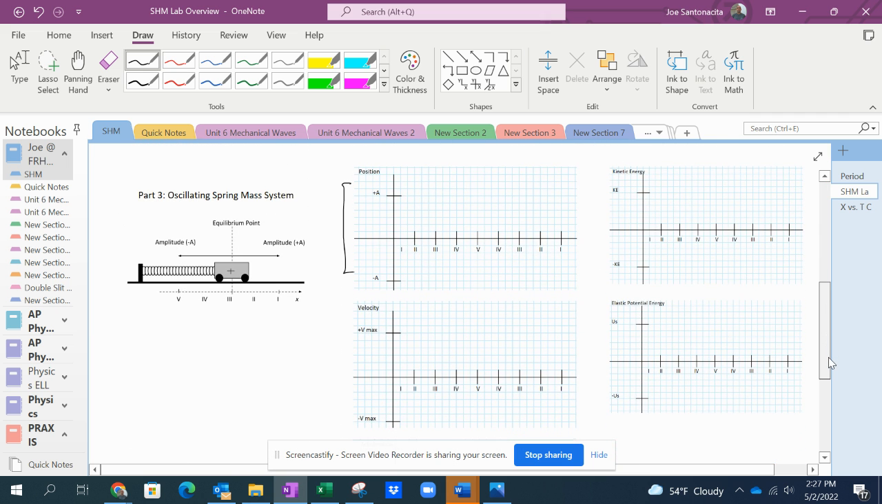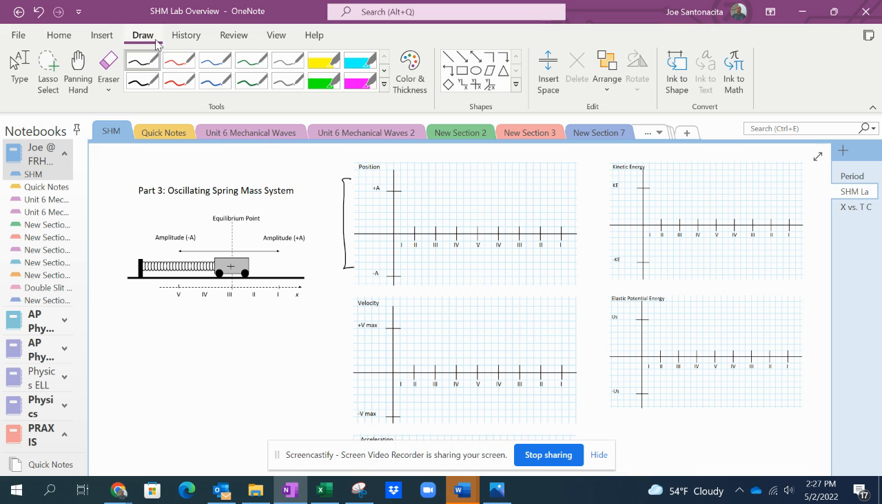Okay, part three, the oscillating spring mass system. For this, we had to look at the motion between the two amplitudes. Your equilibrium point here would be position zero. And we had to look at the forces exerted when the spring was fully stretched at one, and the force of the spring pulls the cart to the left, and compressed at five, and that force of the spring pushes to the right.